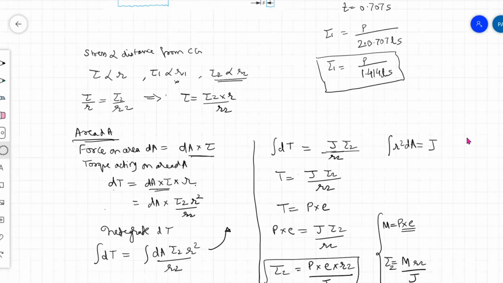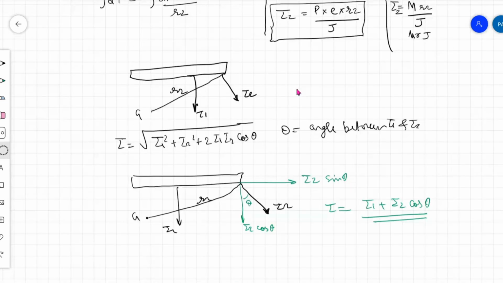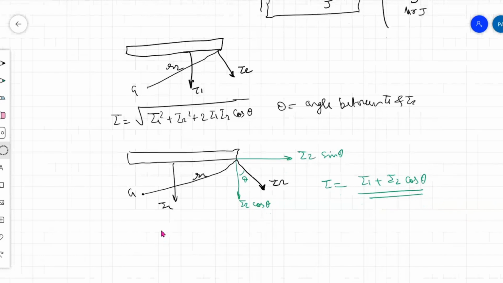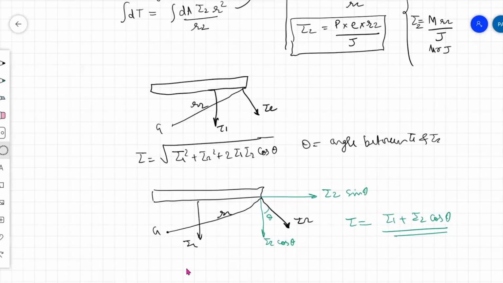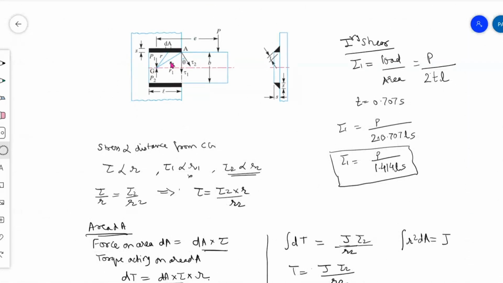Then what is the formula for sigma 2? We call it as Mr by J, MR by J. So M is moment, so moment is force into distance, force is P, distance is E into R2. So this will give us the value of tau 2. And then how can we add tau 1 and tau 2? Either we can add it algebraically by resolving, or we can add it by using law of parallelogram of forces. And finally tau is the value which is to be used to find the size of the weld. And then in the process we have to draw this sketch like this.